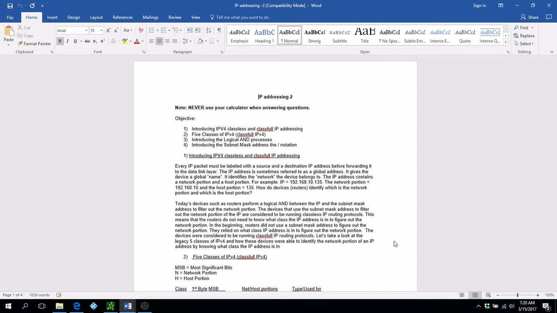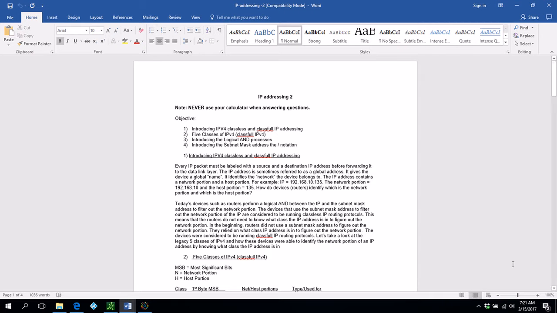In worksheet number 2, we are going to discuss IPv4 classless and classful IP addressing. We're going to look at the 5 classes of IPv4 and look at how a router can identify the network address from an IP from an incoming packet, so it knows where to send it. It uses what's called a logical AND between the IP address and a subnet mask address.